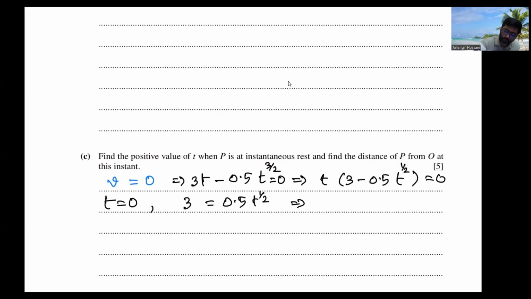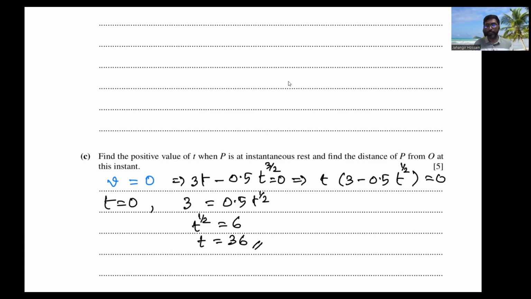And the other one is 3 equals 0.5 t to the power half. So from this one, we have t to the power half equals 6. So t equals 36. t equals 0 means the starting time, so t equals 36 is the answer here, the positive value of t when the particle is at rest.